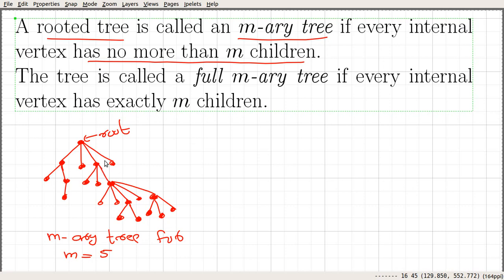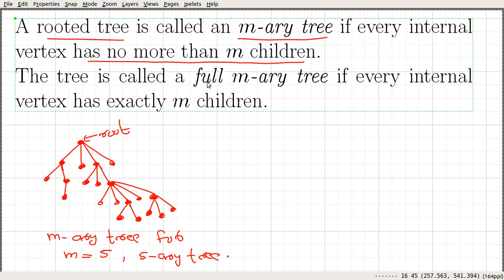If you look into the number of children for every internal vertex, we can see that each vertex has no more than 5 children here. The maximum number of children for a particular vertex here is 5. This vertex has 5 children, and all other internal vertices have less than or equal to 5. So this is an example of a 5-ary tree. A rooted tree is called an m-ary tree if every internal vertex has no more than m children.